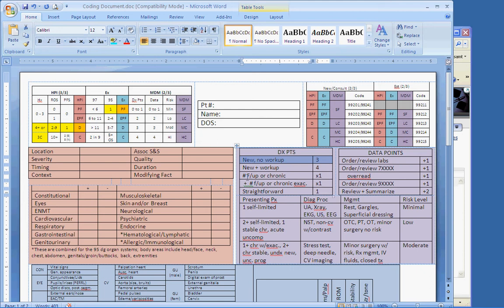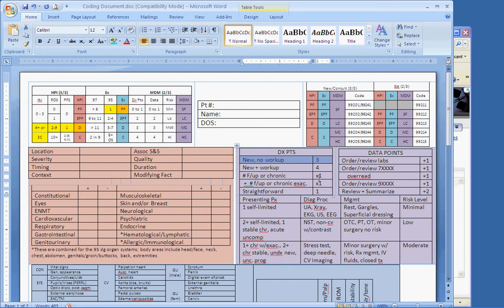If they come in for a chronic problem, you get 1 point for each chronic problem or follow-up. If it's not at goal, which is up to the provider, then you get an additional point. Typically they'll use words like not stable or not controlled. That will tip you off that they get an additional diagnosis point for that chronic condition.